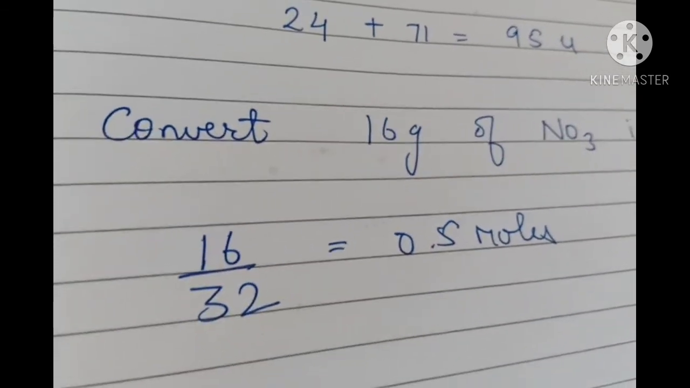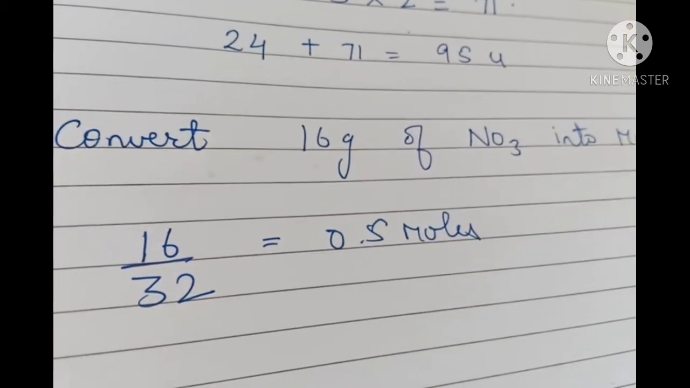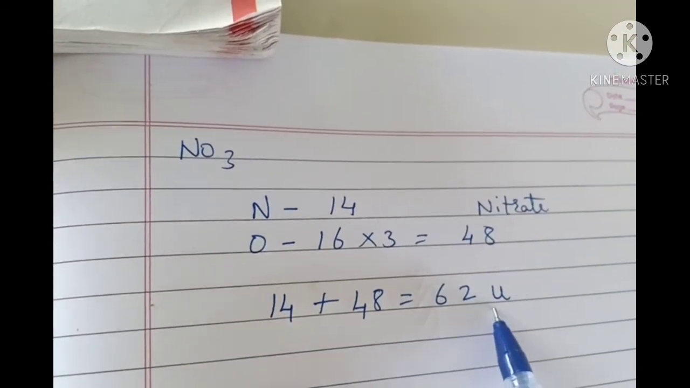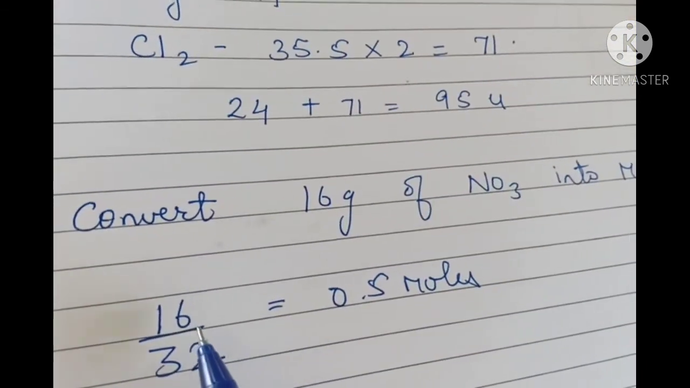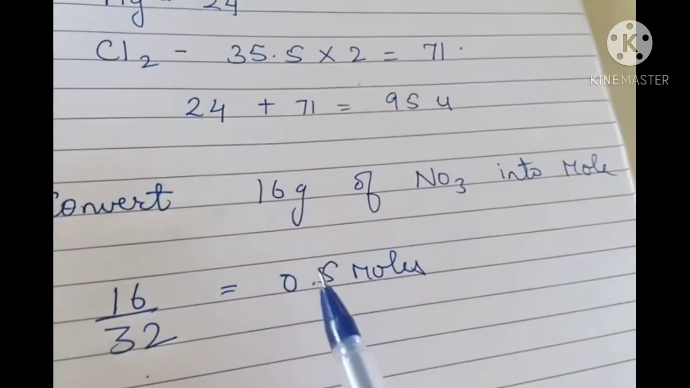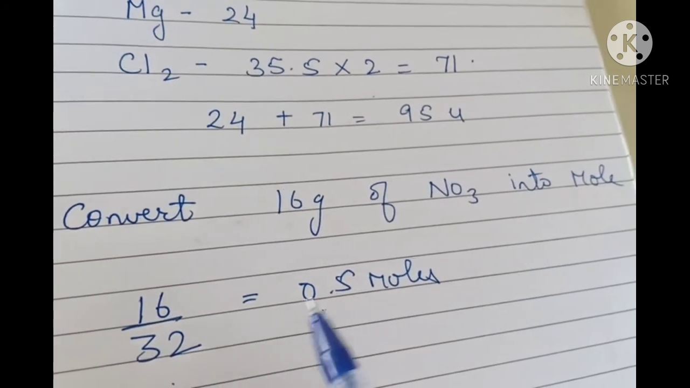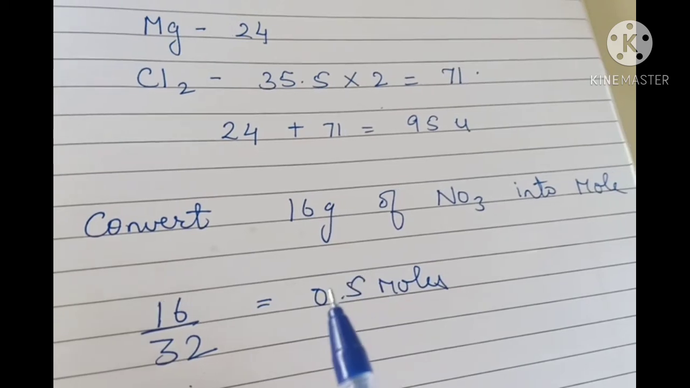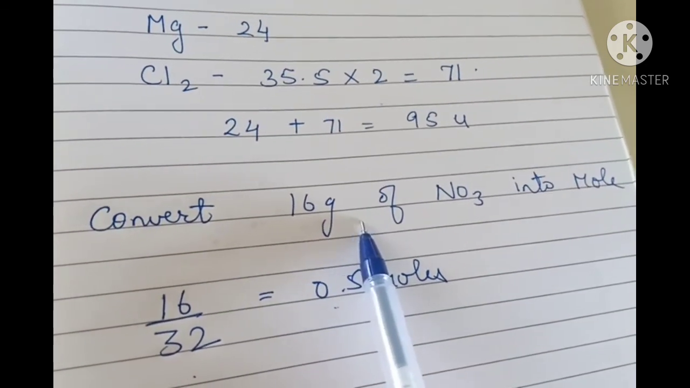Now suppose we have to convert 16 grams of NO3 into moles. So what we will do, we have the molecular mass already calculated, 62 mu. Then we will divide 16 by 32, then we will get the answer 0.5 moles. So this is the way we can convert the molecules or the molecular formula into the required moles, whatever is asked, when the mass is given.